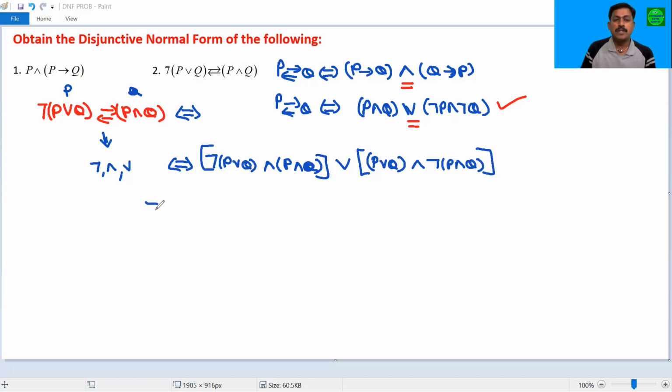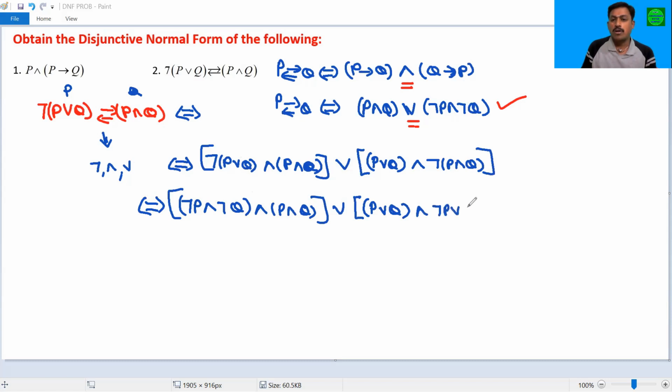Second step, if necessary, we have to apply De Morgan's law. Observe this term. Here it is necessary to apply De Morgan's law. Therefore, I am going to apply De Morgan's law: not P and not Q, and (P and Q). Or, here also it is necessary to apply De Morgan's law. I can apply De Morgan's law: (P or Q) and (not P or not Q). Now you observe the bracket terms. In this bracket term, all the symbols are of the form and, so therefore it is an elementary product.